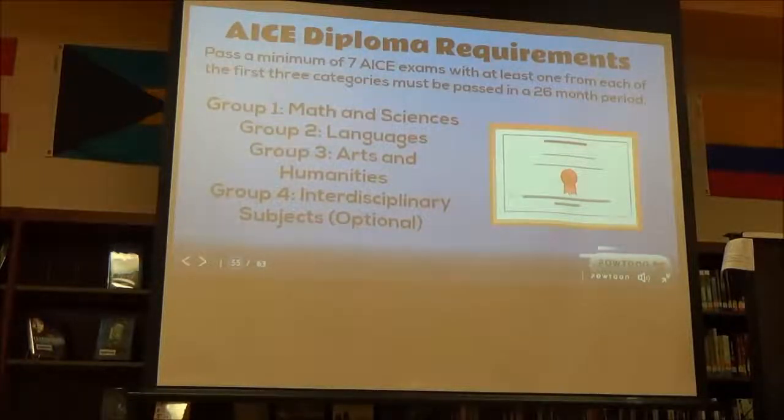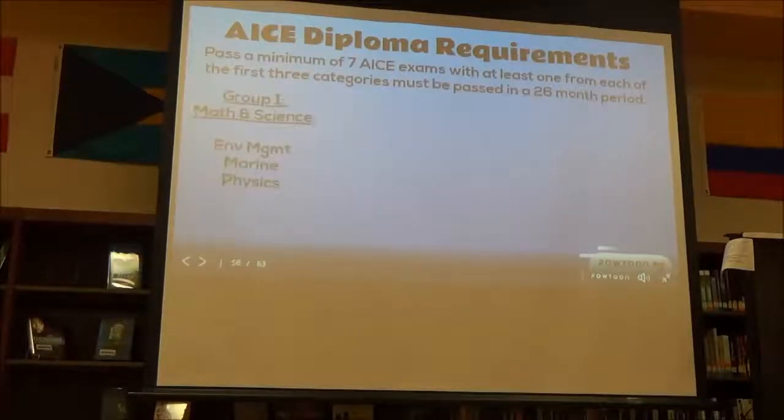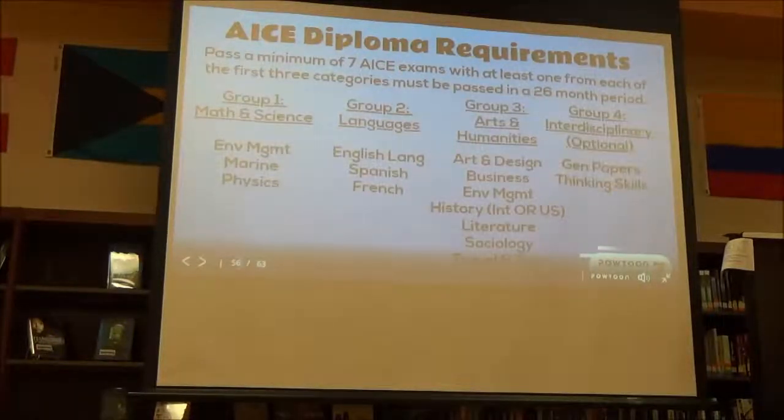So just to give you some basic information, the AICE diploma is awarded by Cambridge University, and they say that you have to pass 7 exams in order to achieve the diploma. You must have at least 1 passing grade in the first 3 groups. So you'll see here the list of the 4 different groups of classes that they offer. You have to have at least 1 class in each of the groups. This here shows you what classes are offered here at Park Vista, or here on our campus, in each of those areas. So kids have to have 7 of those classes and have to pass the exam in at least 7 of those.